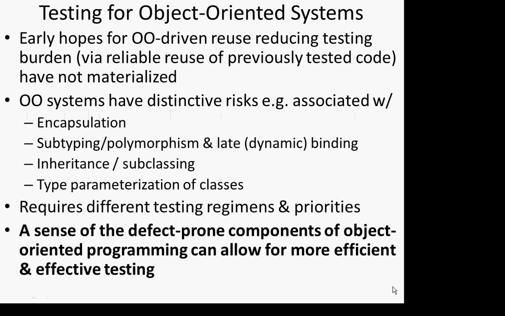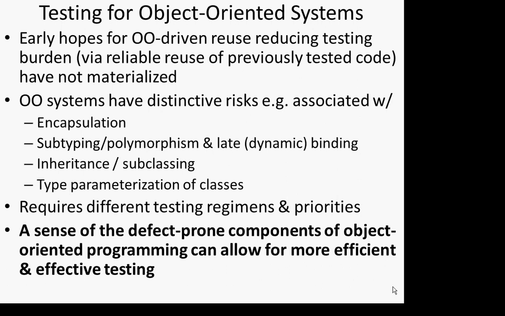Unfortunately, object-oriented systems have very distinctive risks associated with them. And some of these lists are given here. Encapsulation, subtyping, polymorphism, going along with that later dynamic binding, inheritance and subclassing, separate from the subtyping issue, and type parameterization, generics and templates, as it might be familiar to you from languages like Java on the one hand and C# or C++ on the other hand, we call them templates.